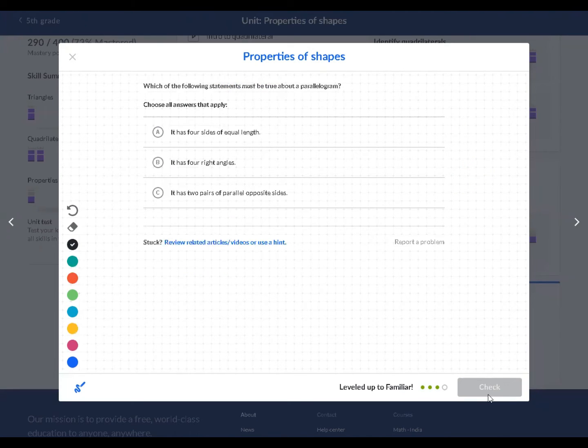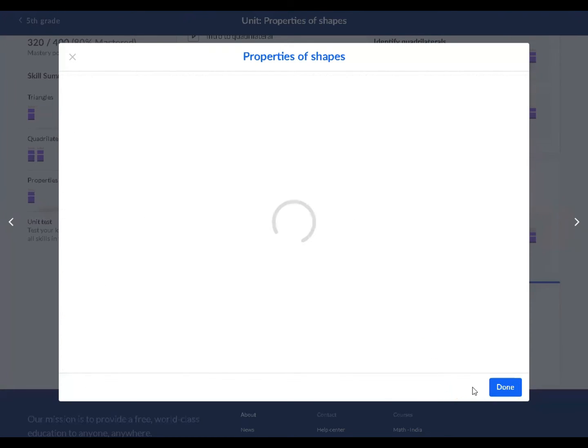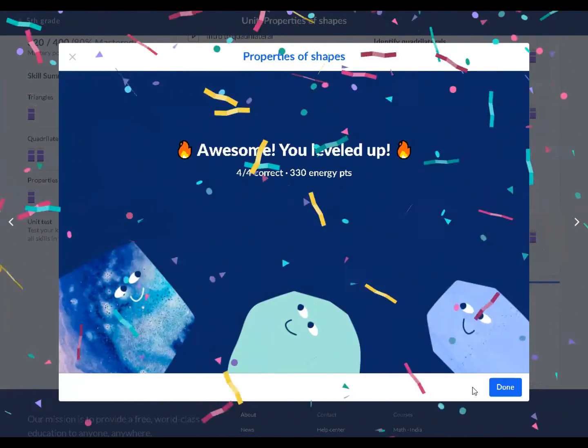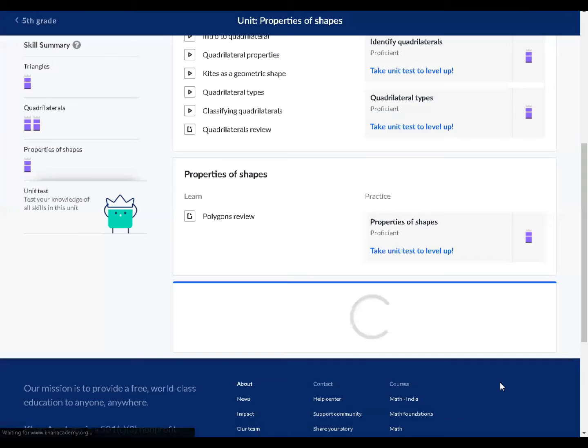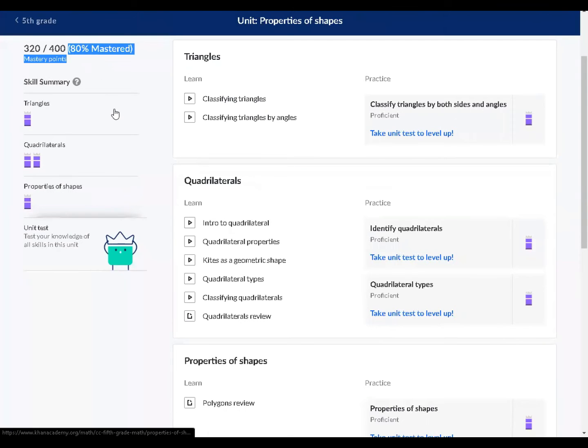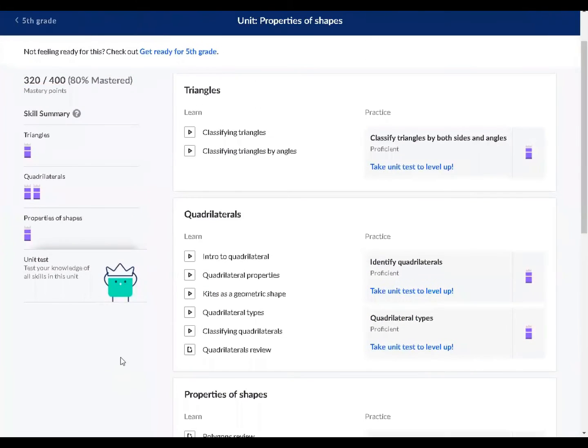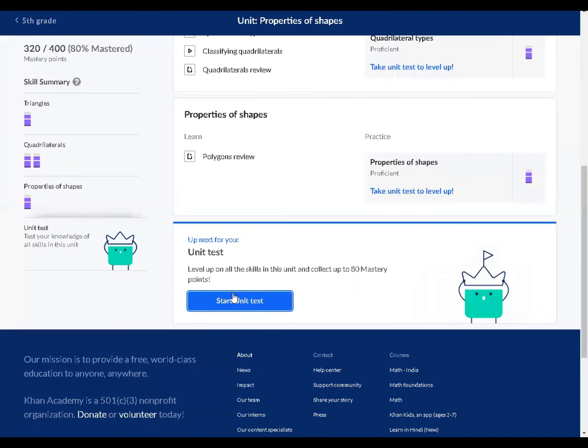We got it correct. Which of the following statements must be true about a parallelogram? It has 4 sides of equal length. No, that's not necessary. It has 4 right angles. No, that's not necessary either. It has 2 pairs of parallel opposite sides. Yeah, that is the main definition of a parallelogram. We got it correct, and again we got all the marks, 4 out of 4. So we got 80%. The remaining 20% we are going to get with the unit test.